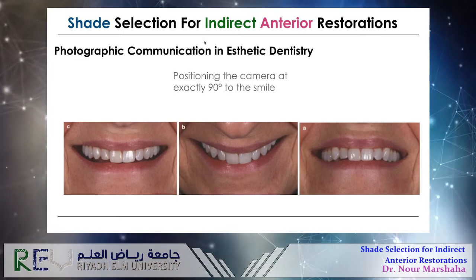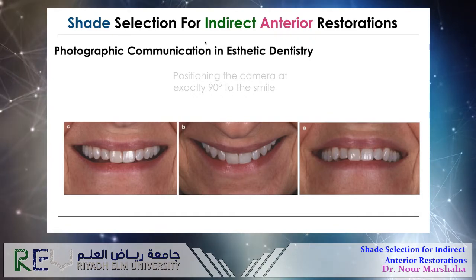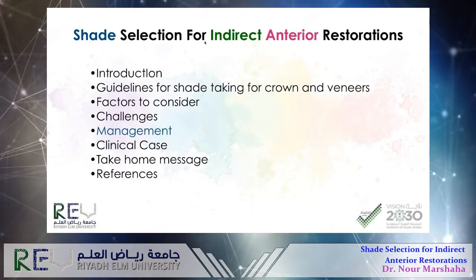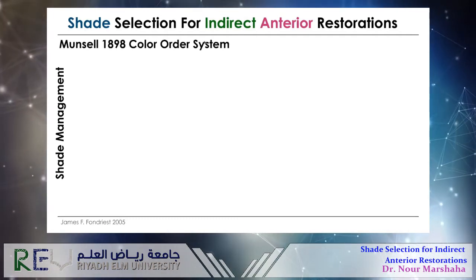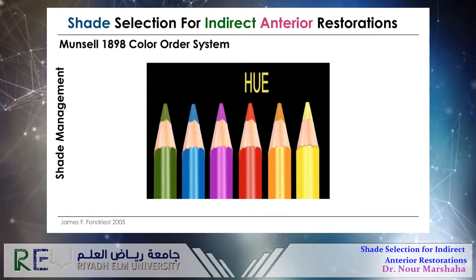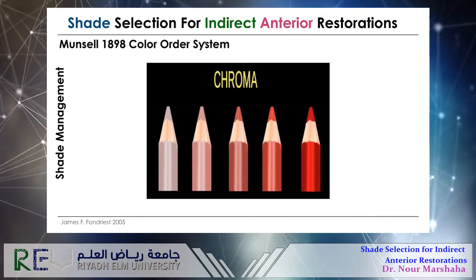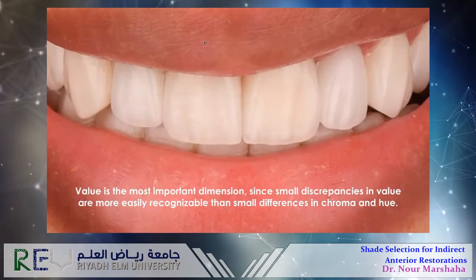And the positioning for the camera should be exactly 90 degrees at the smile. And now we're going to see the management of the color. We know the Munsell 1898 color order system. The hue is the actual color. The chroma is the saturation of the color, and the value is the brightness or darkness of the color.